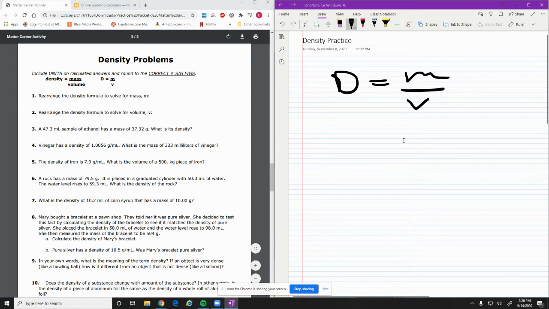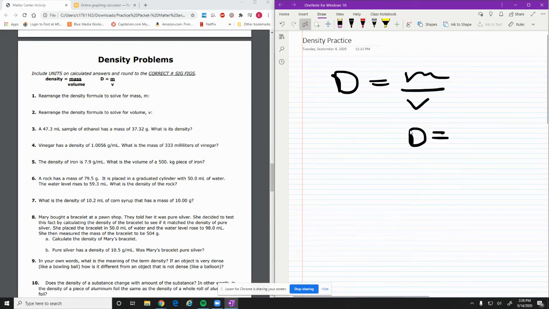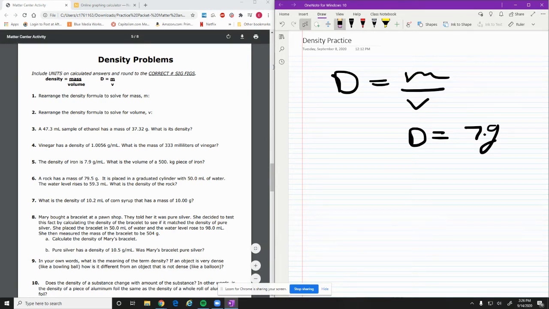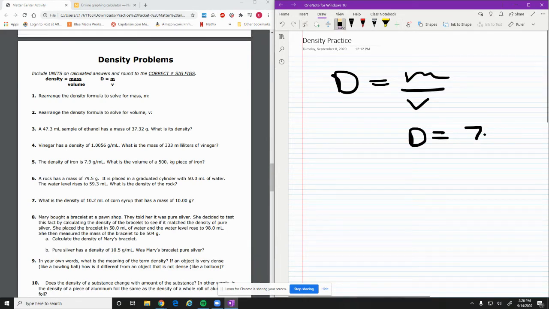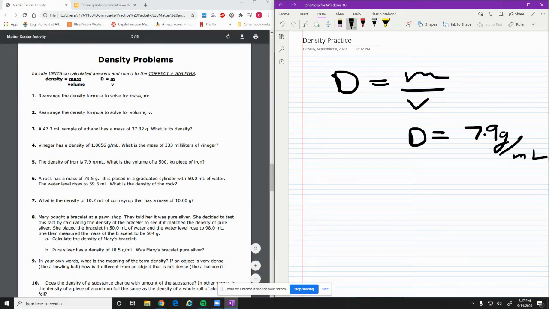So again, we'll always start with what is given, right? We are given the density. Density is equal to 7.9 grams per ml, and then my volume is 500 kilograms. Remember the units, 500 kilograms.